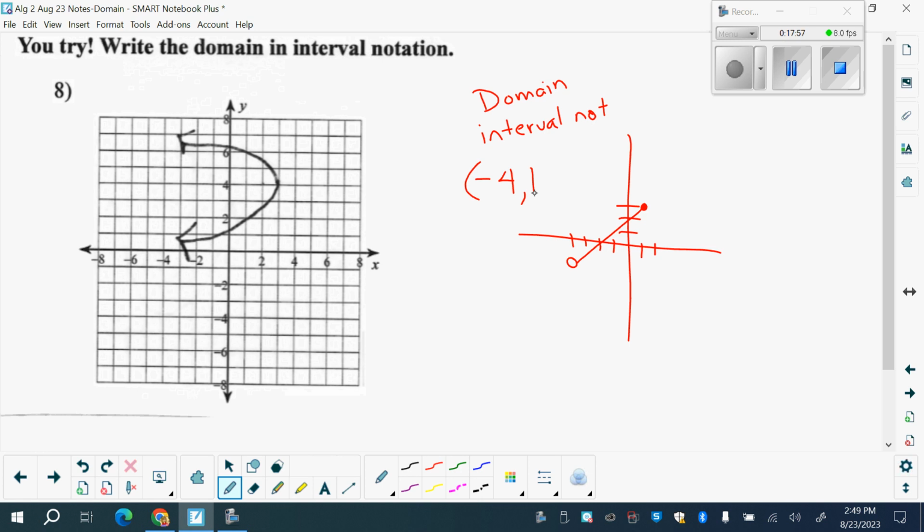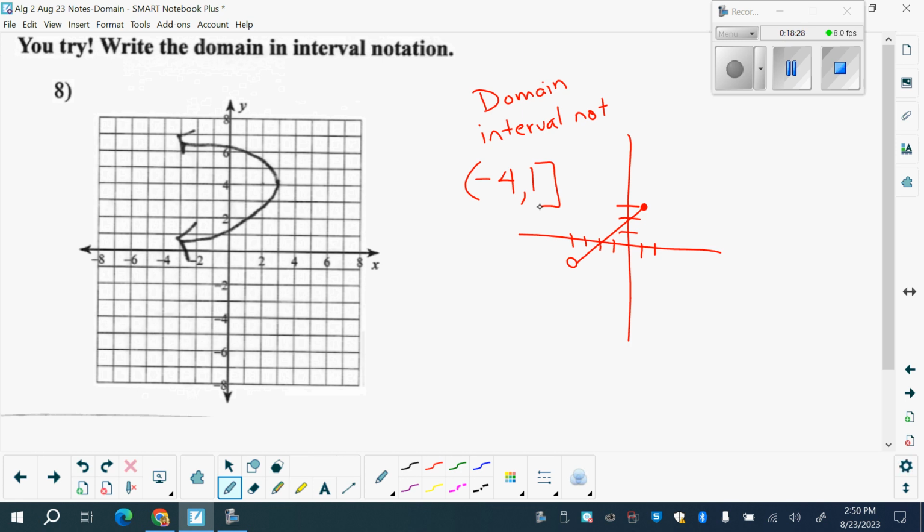Are you guys having trouble understanding it? No? Okay, bracket or parentheses on the 1? Bracket. So smallest to biggest: -4 is not included, open circle; 1 is included, bracket. Okay, go ahead and do the Try It then, number 8.